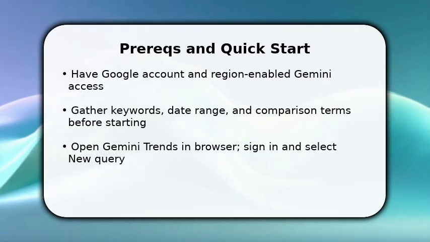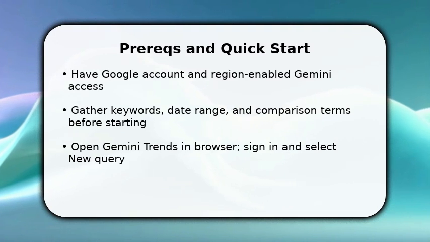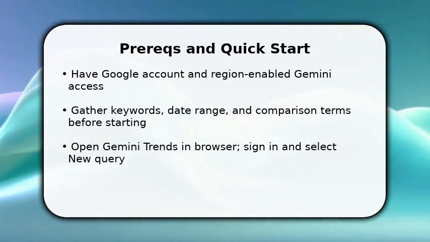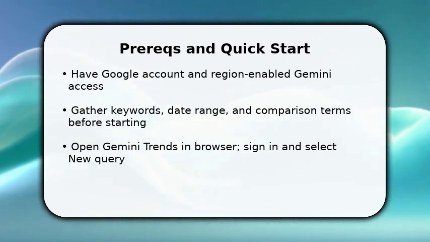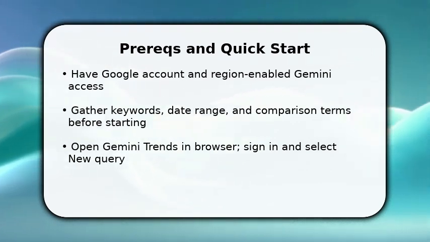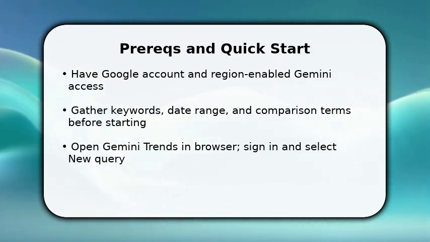You already have access. Now move fast. Sign into your Google account and open Gemini Trends. Start a new query and paste your primary keyword. Add a 1-month or custom date range so results are focused. This matters because short ranges show spikes while long ranges show trends.